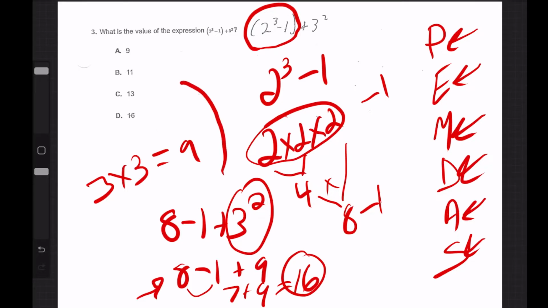Now we're going to go over to our answers over here. Does one of them match the answer that we got right here, 16? Well, it sure does. Letter D is looking pretty good to me. How'd you do on this one? The order of operations can be tricky. All right, let's try the next question.